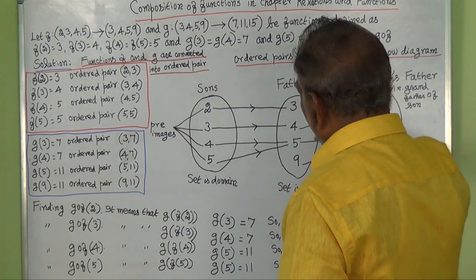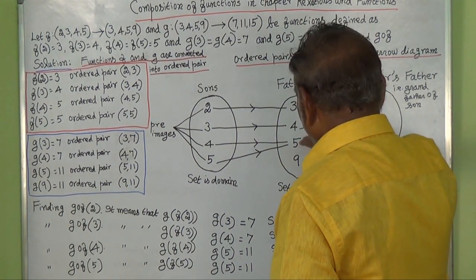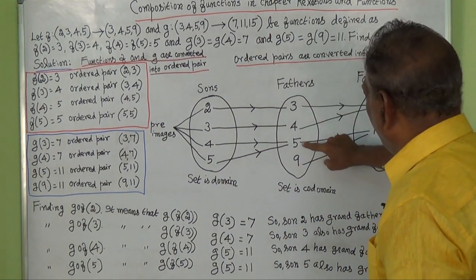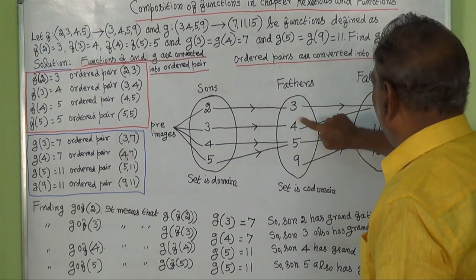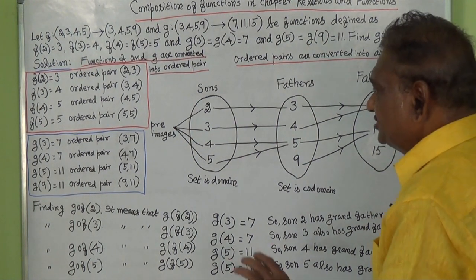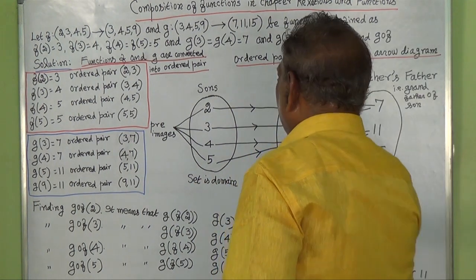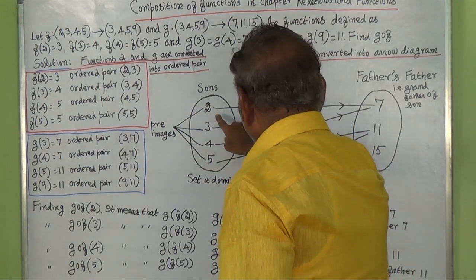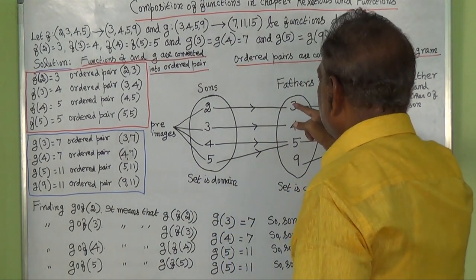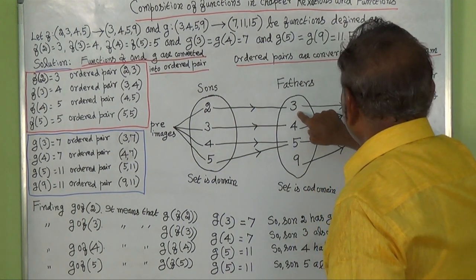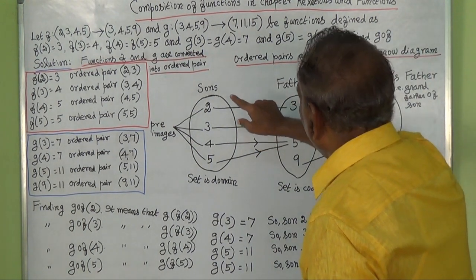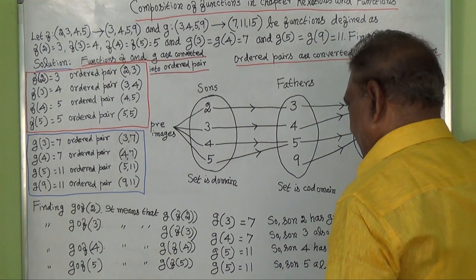Then the images of the codomain, in this case the codomain becomes the domain. All pre-images of this set are related to the set 7, 11, 15. This is the meaning of this sum. It means that the pre-image 2 is having the image 3 and this pre-image 3 is having the image 7, so that the pre-image 2 is getting the image 7.